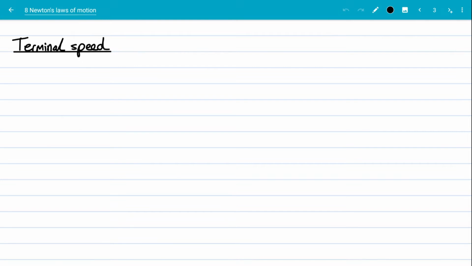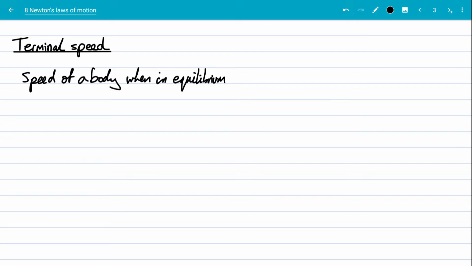Anyway, terminal speed. It is not the highest speed that a body can reach, which is, again, a very common misconception. No, this is the speed of a body when in equilibrium. Don't know how many L's are in equilibrium. It's the speed of a body when in equilibrium, when the resultant force is equal to 0. That's it.